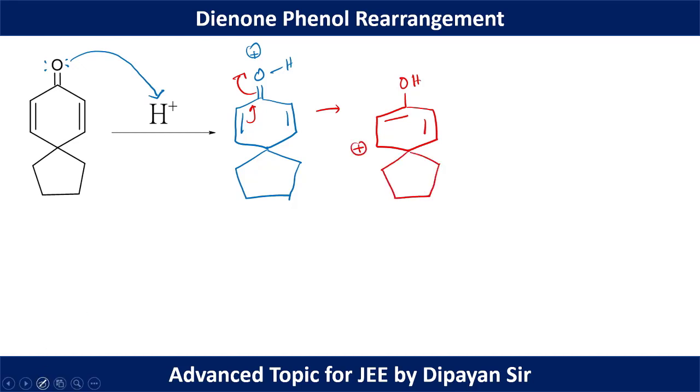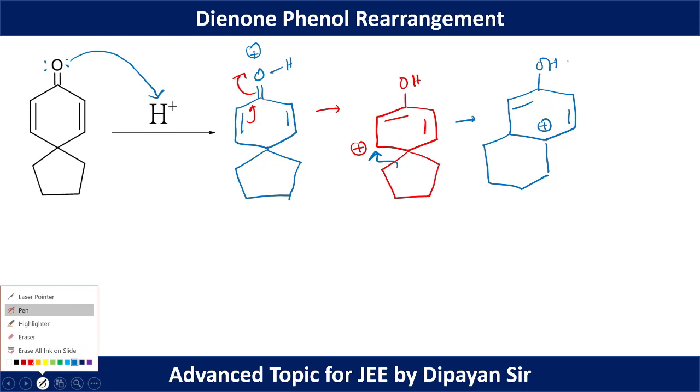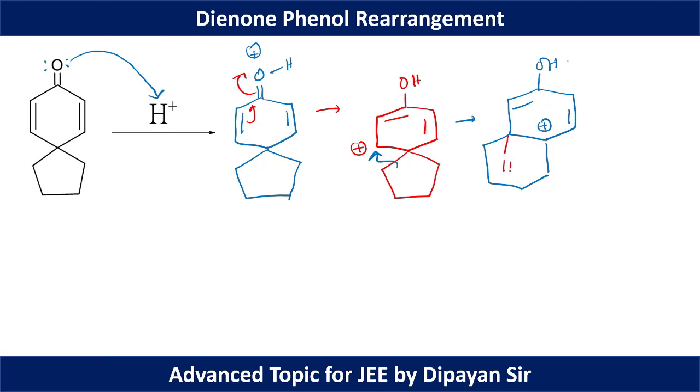Okay, now this 5-membered ring undergoes ring expansion, and we have a 6-membered ring along with a positive charge. Now we have one hydrogen here, and if we cleave this CH bond, finally we can have aromatic stabilization. So this is going to be our final product.